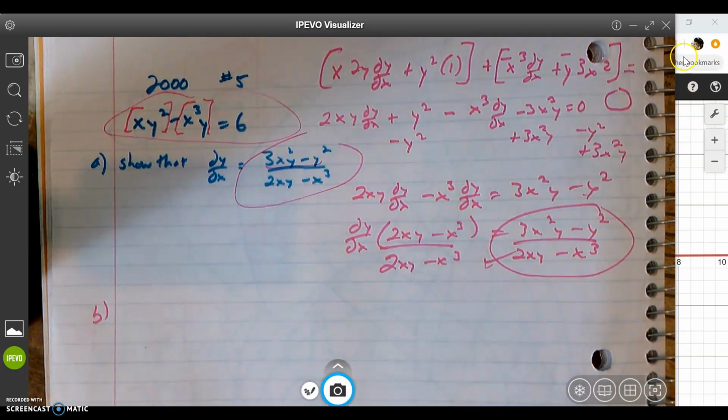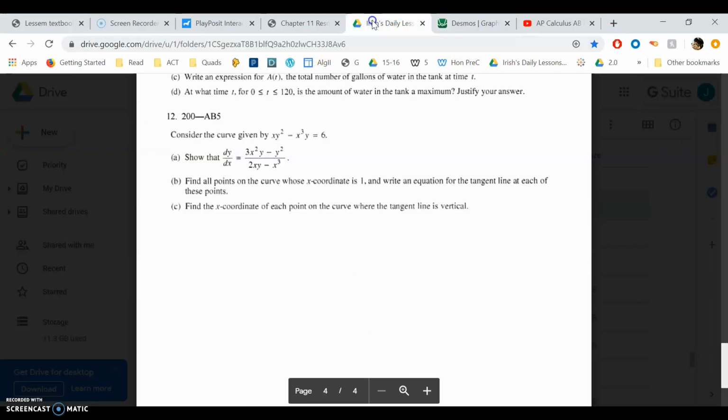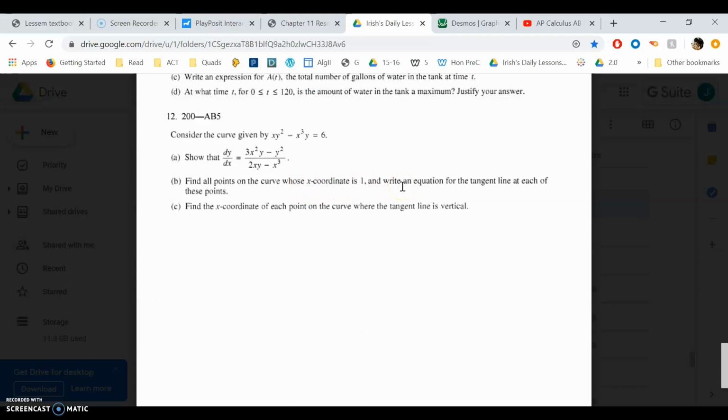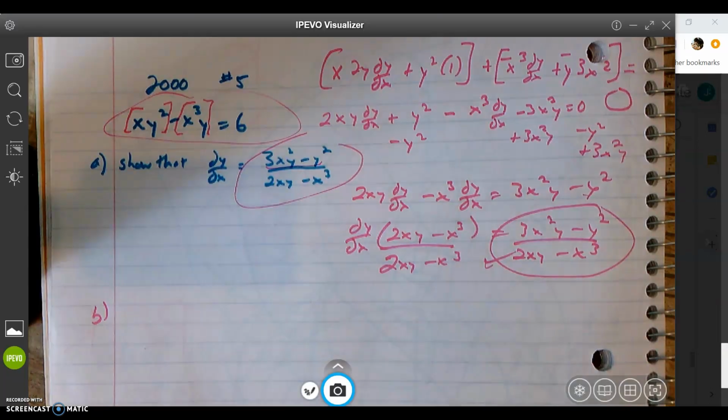What does B say? I don't remember, so I'm going to go look. Let's read the question, shall we? Find all points on the curve where the x-coordinate is 1 and write an equation for the tangent line at each of these points. All right, a lot of stuff to do. Let's get to it.